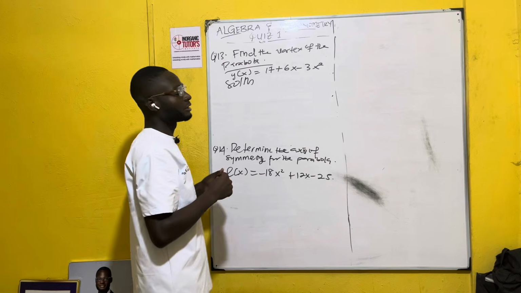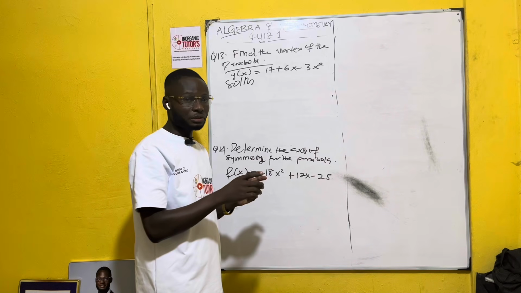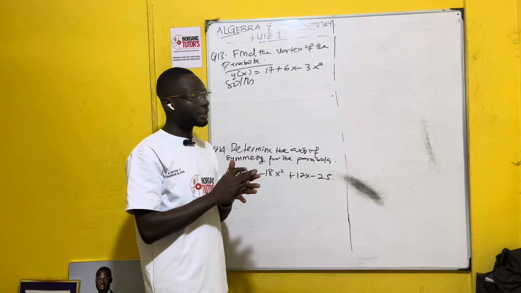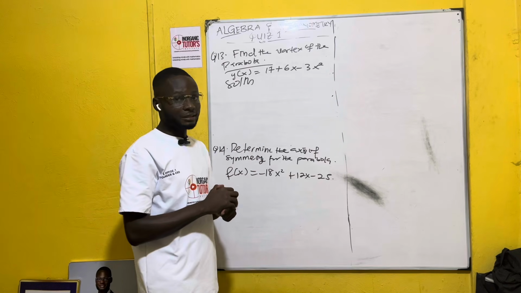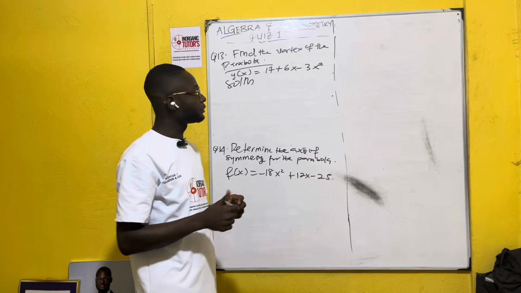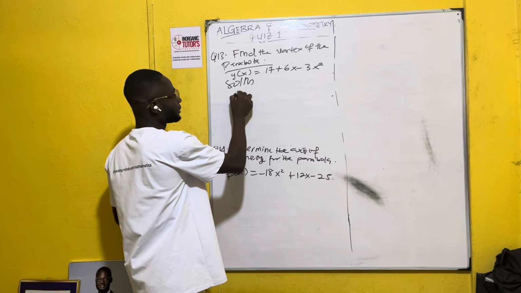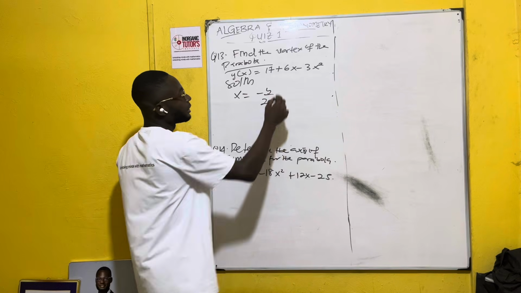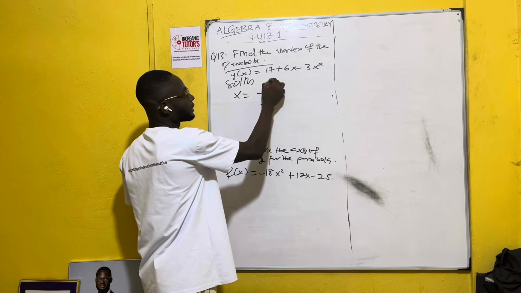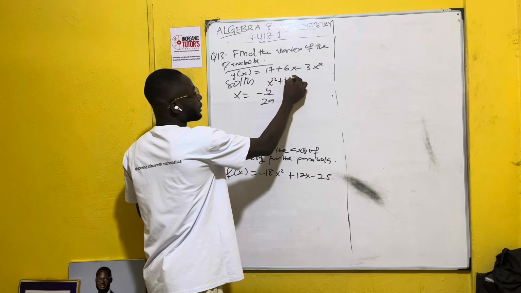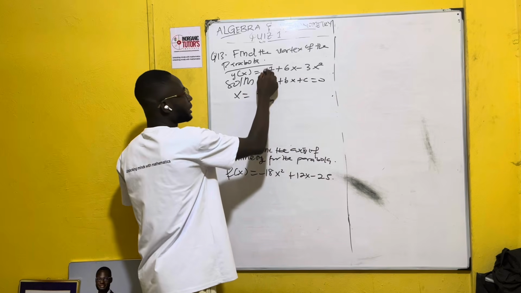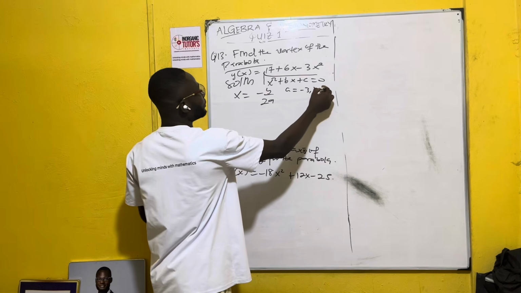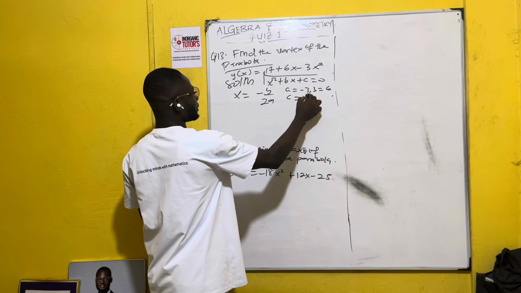So what we do is that we find the axis of symmetry, and then we find the turning point. Together, this becomes the vertex of the parabola, right? So first of all, the axis of symmetry will be equal to negative b over 2a. Remember, the general quadratic is ax squared plus bx plus c equals 0. So we compare this with this, and we are going to have a equal to minus 3, b equal to 6, and c equal to 17.